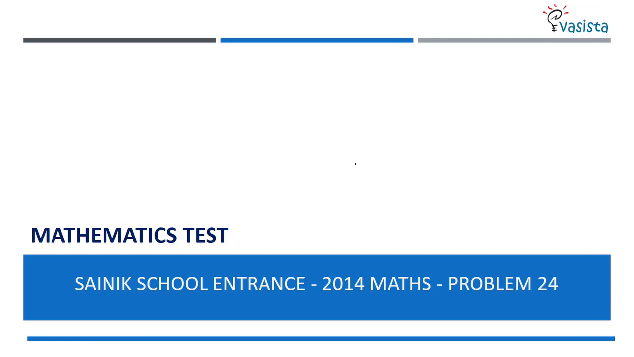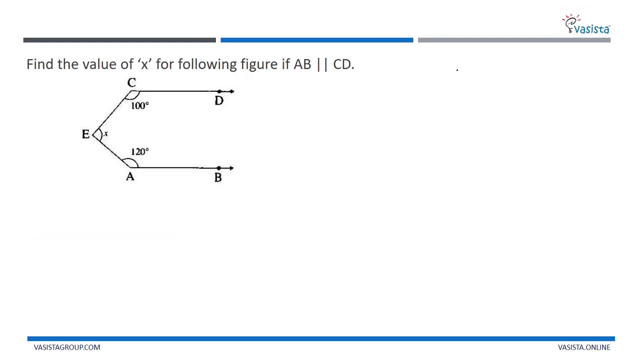Fine, let us start solving problem number 24. Find the value of x for the following figure. So we are supposed to find this, and they have given AB, which is parallel to CD. To start working on it, let me draw a line here. Okay, let me draw a line. And I'll make this point as F.